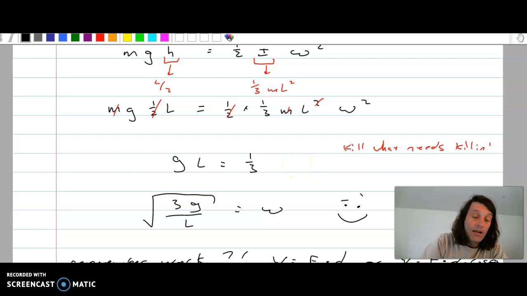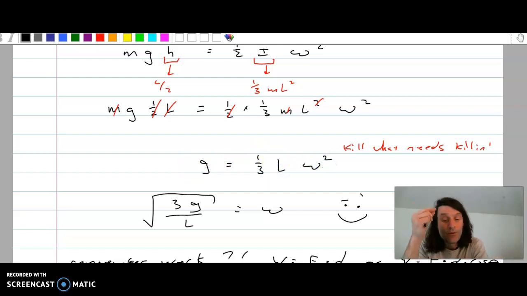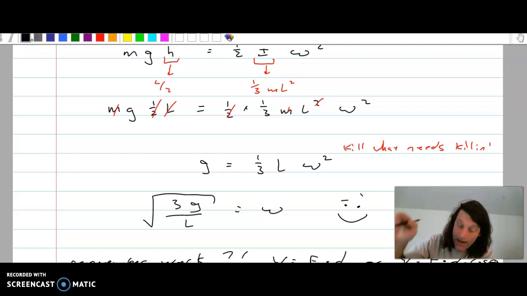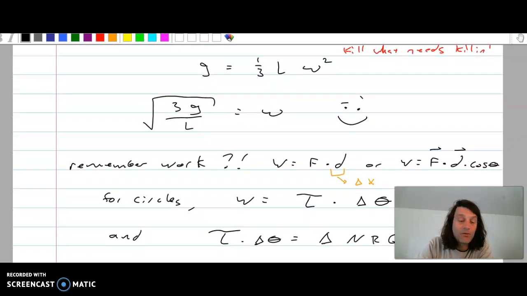Whoops, no, I didn't kill that L. Jeepers. Come on, V. I would owe you push-ups, wouldn't I? I have nothing more than little g is equal to 1/3 times that L times omega squared. So then when I rearrange it, the omega is simply the square root of 3g over L. Okay, so that is how fast it would be going in cycles at the bottom of its trajectory.